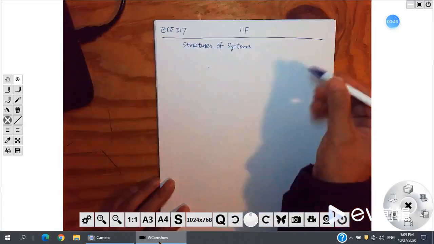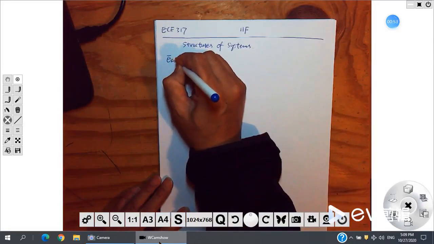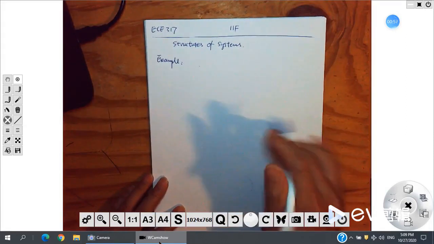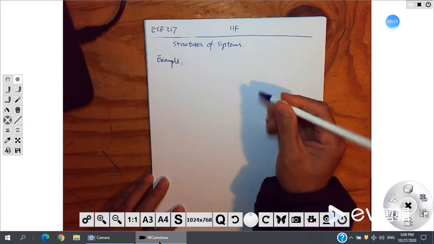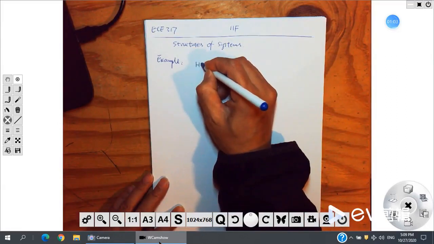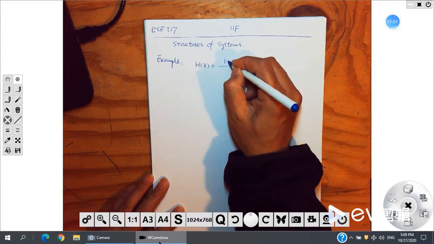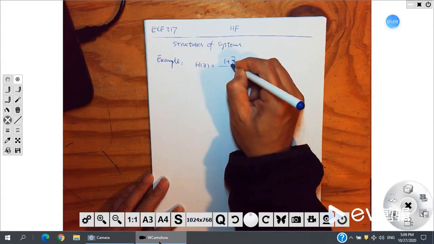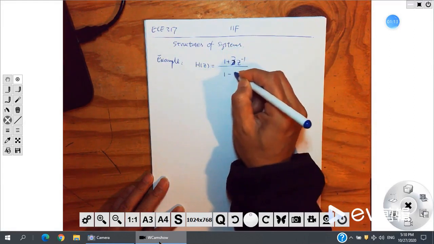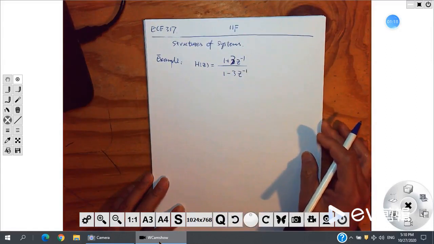I will do some examples today. All right, consider an example. Not a complex one, but I want to explain something related. Consider the system H of z equal to (1 + 3z^-1) over (1 - 3z^-1). Now consider a system that looks like this.